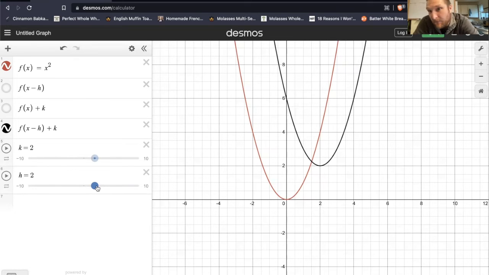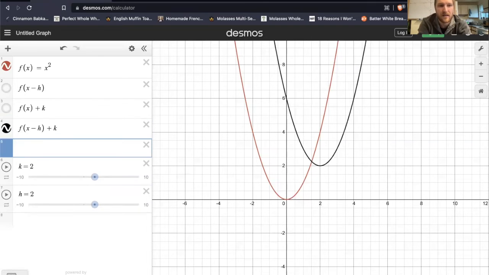plus k. So what we've done is we have shifted to the right by h units, h in this case is 2, and then we have shifted up by 2 units because k is 2. That's what this is plotting. Just to be really, really clear, this is all symbolic, and I want to be absolutely clear of what I'm plotting there in black.